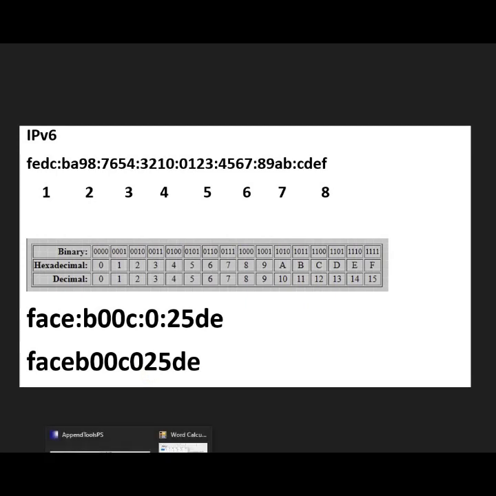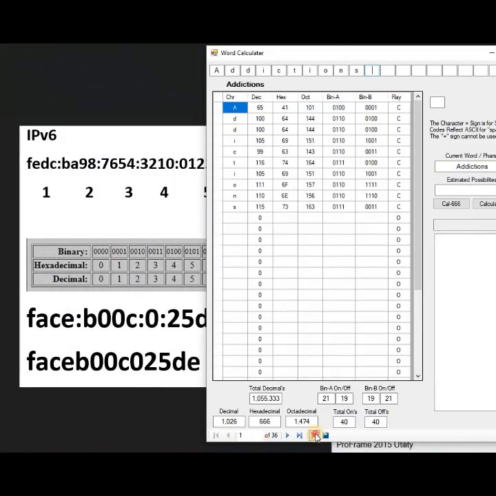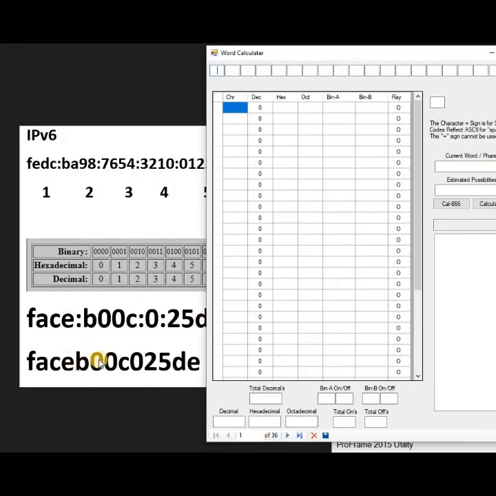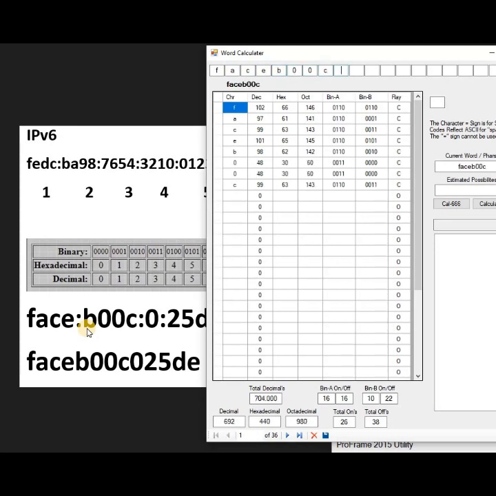So I thought, let me just enter that Facebook C0 into my program and see what happens. FACE B00C 025DE. And lo and behold, that thing hit 666. It blew me away. I was like, wow, I can't believe that.